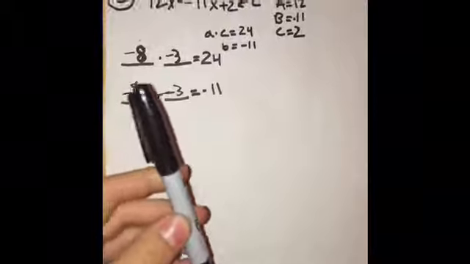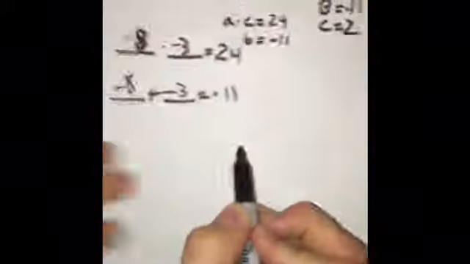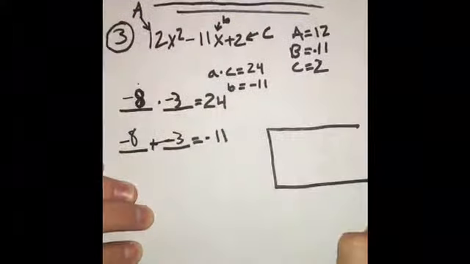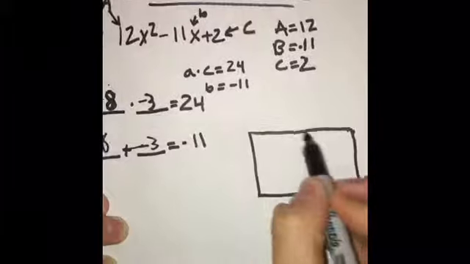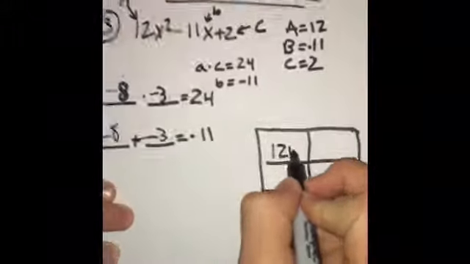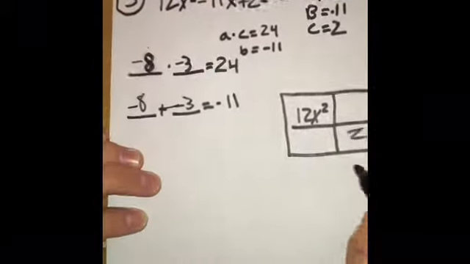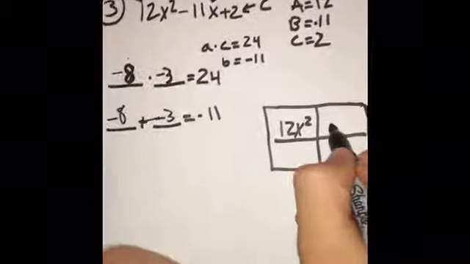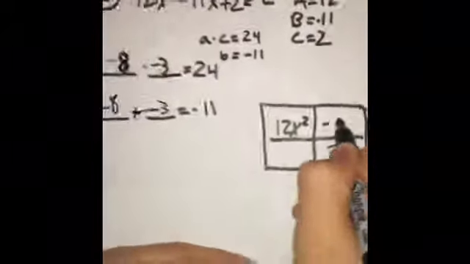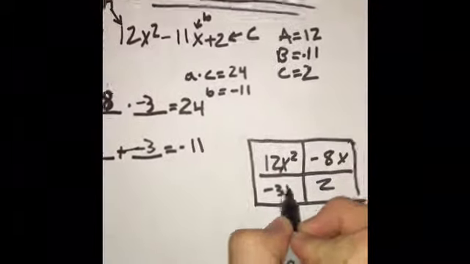And here you go, Quinn. Alright, so your A is going to go in the first box, which is 12x squared. And then your C is going to go in the last box, which is 2. And then your 2 factors are going to go in these boxes, which is going to be negative 8x. And then this box will be negative 3x.